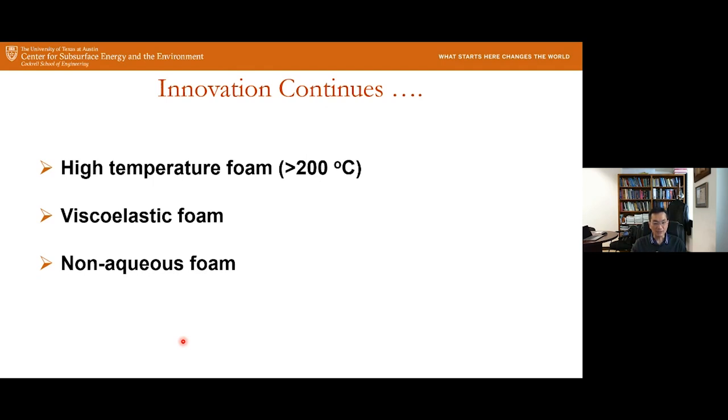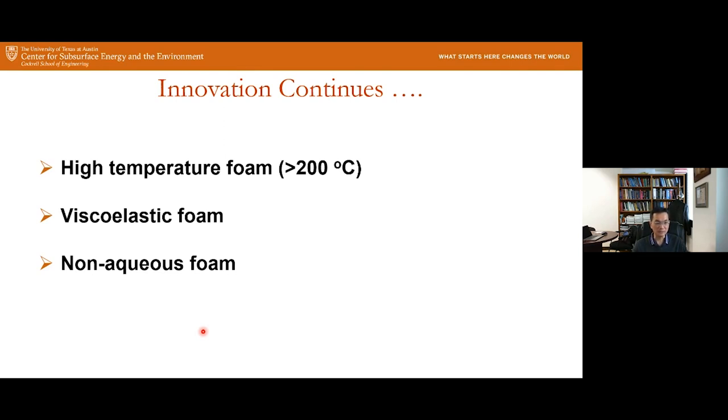And like I said, I mentioned to you that this has been extensively studied on the lab scale and in upscaling studies. So I only showed you how the innovation on the field scale results in a significant impact of foam performance on conformance control. Now, the innovation continues. So I'm going to share with you some highlights on three new conformance control techniques.